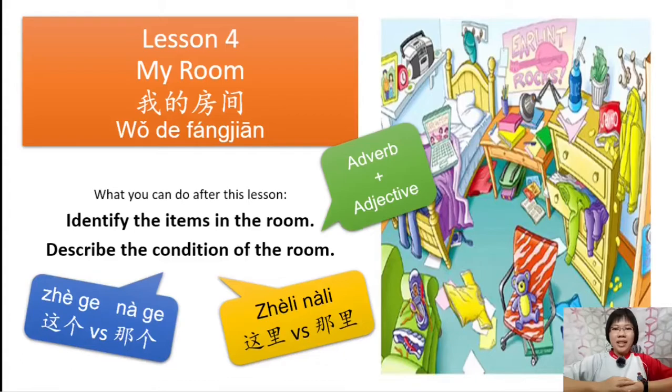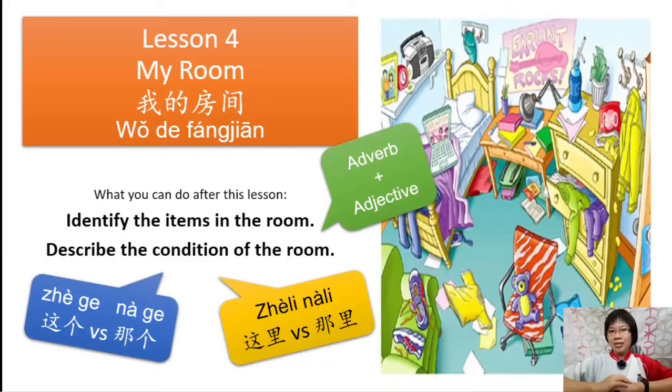大家早上好。Today we're going to learn about lesson 4. 我的房间。What you're able to do after this lesson? First, you're able to identify items in the room. And second, describe the condition of the room. The keywords for this lesson are 这个, 那个, 这里, 那里.